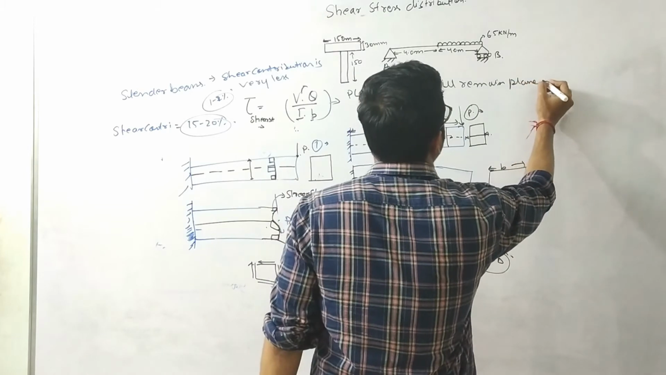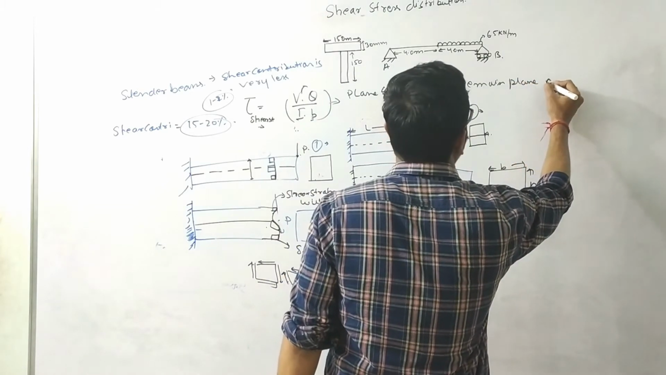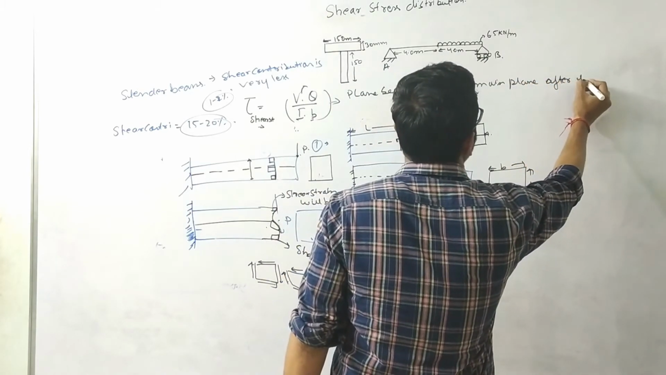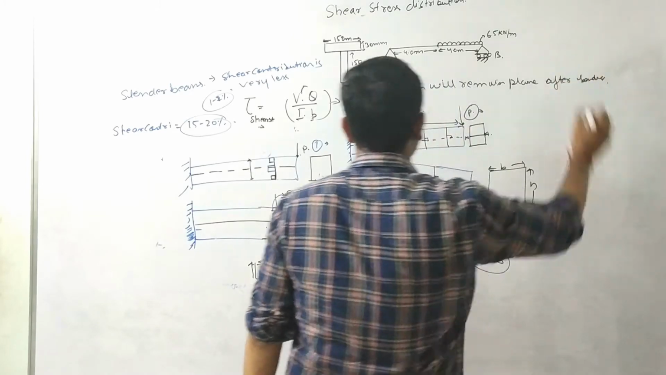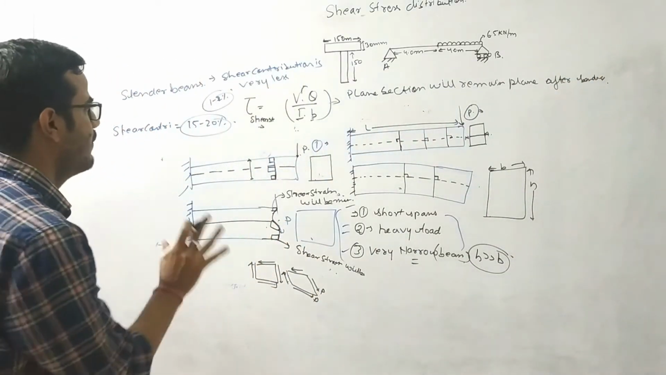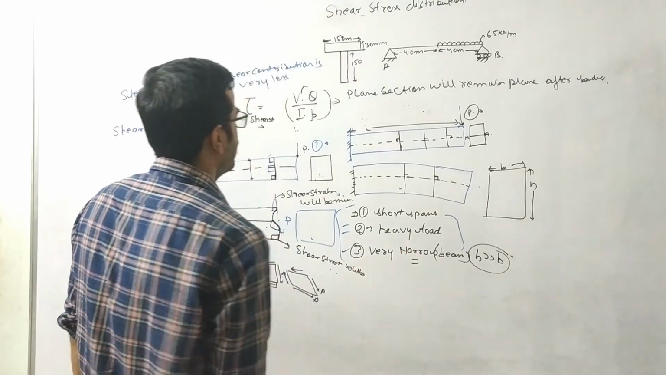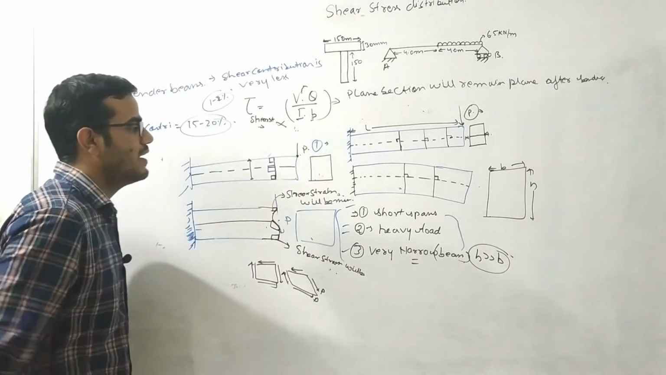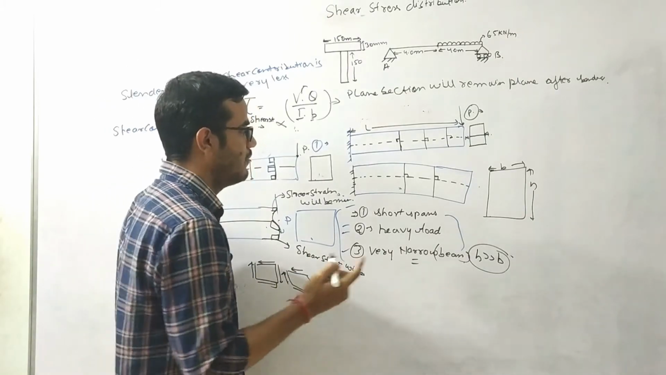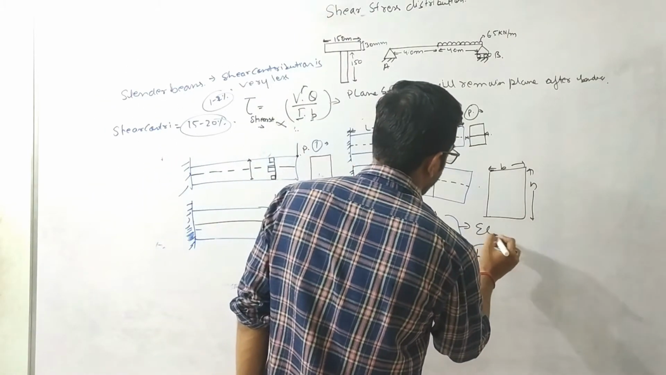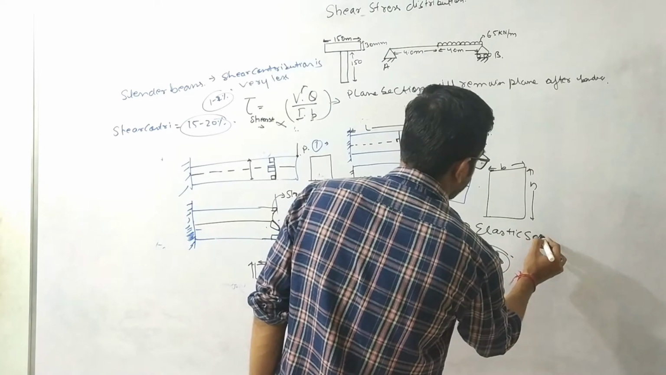So this is the major assumption which we have discussed in this formula, that plane sections will remain plane after bending. This is the important thing which we have discussed. It means that in the case of short span, heavy load and very narrow beams, I cannot use this formula. Then I have to go for a somewhat different approach, where we know the elastic solutions.